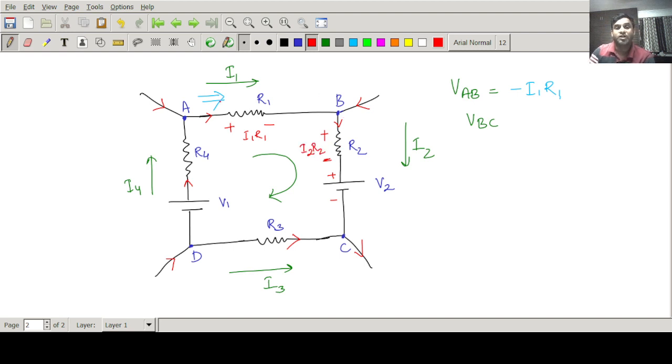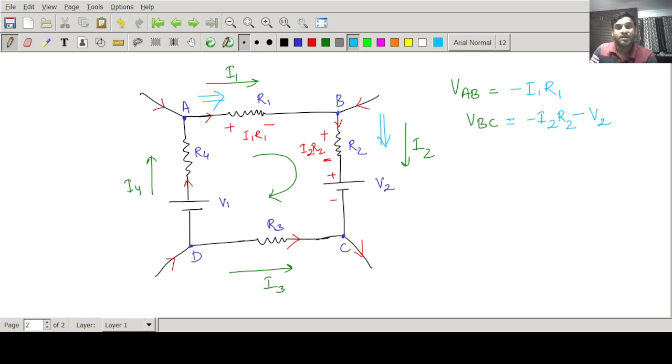As our motion is in clockwise direction, I can show you again. In the branch BC, I am moving in this direction from top to bottom. So in this resistance, I am going from plus to minus. That means there is a fall in the voltage, so it can be written as minus I2 into R2. Then in the voltage source, I am again going from plus to minus, so again there is a drop in the voltage, so I will get minus V2.